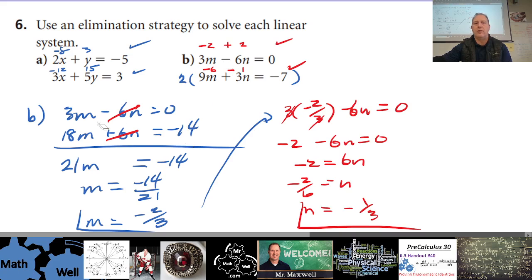Okay, the two new equations, add them up, I get 21m. The n's are gone, and then I get negative 14. So when I simplify this, divide by 21, m is negative 2/3.